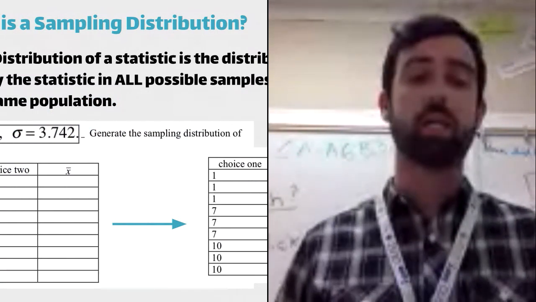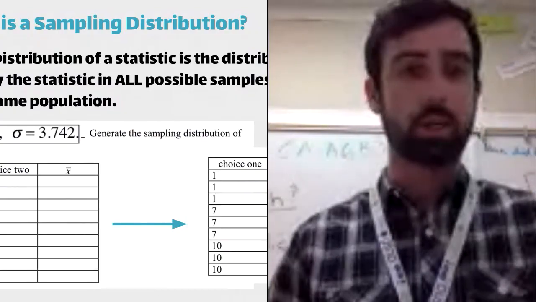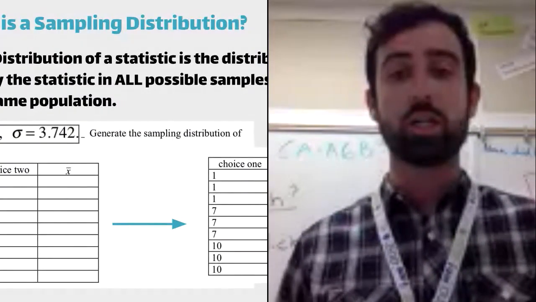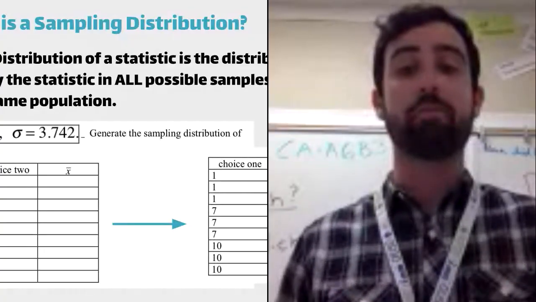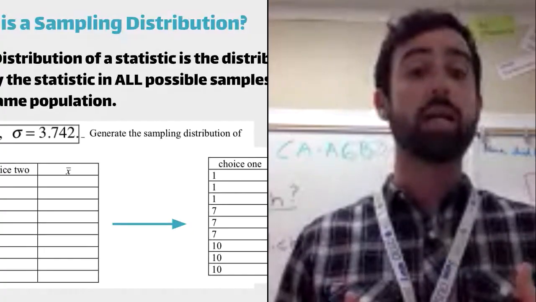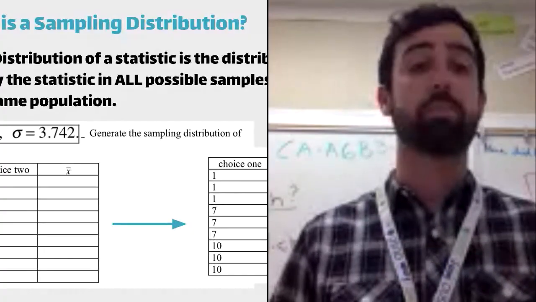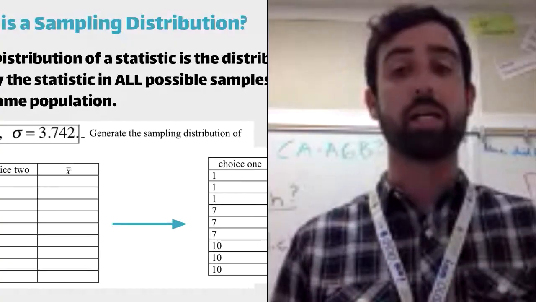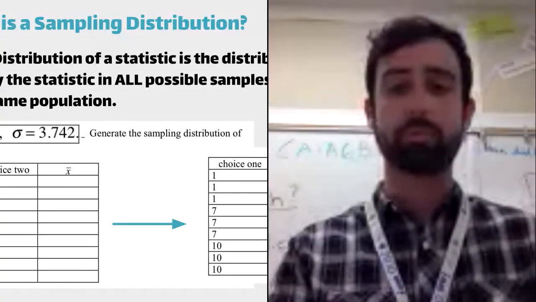Again, if I was trying to create a sampling distribution from people who are going to vote in the next election, it's impossible for me to get every single sample of size 50, let's say. So instead, I just get a lot, and that gives me a sampling distribution. But it's technically not a sampling distribution because I don't have every sample of that size.